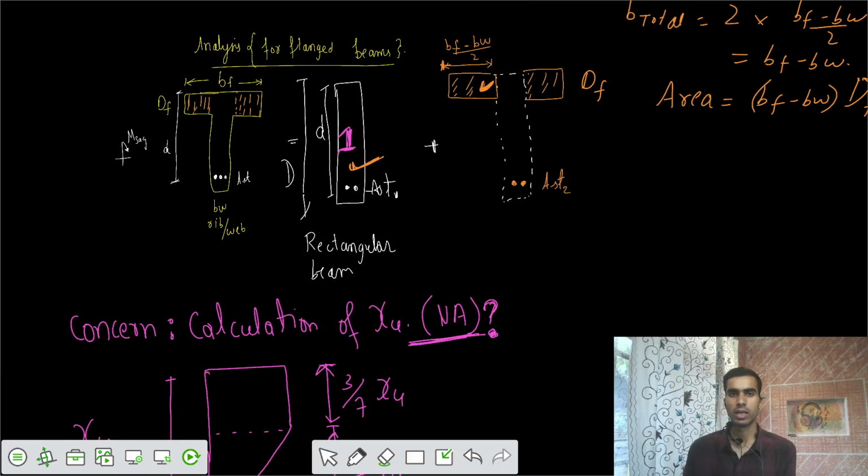For this flanged beam, let's take them one by one. Let's study the second part of the beam.